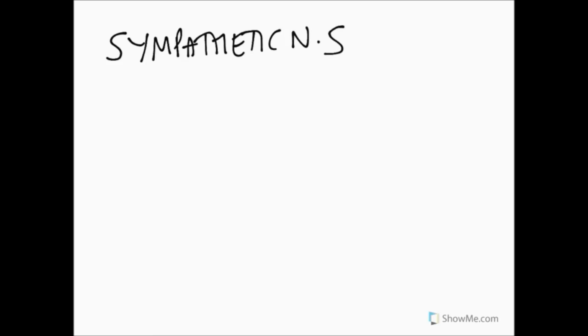So let's start with the sympathetic nervous system, and what we're going to describe is three different ways or modes of action of how the sympathetic nervous system can have an effect on organs in the body. We're going to start with number one, which is probably the most common way in terms of the number of functions associated with this type of pathway.